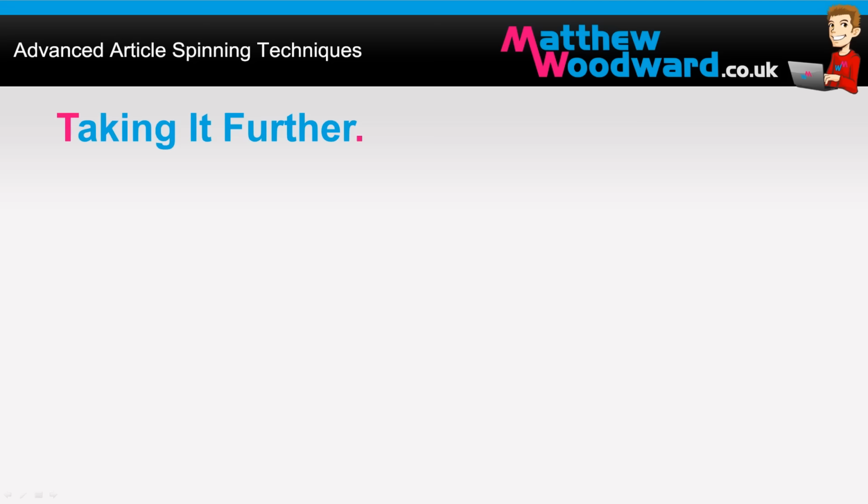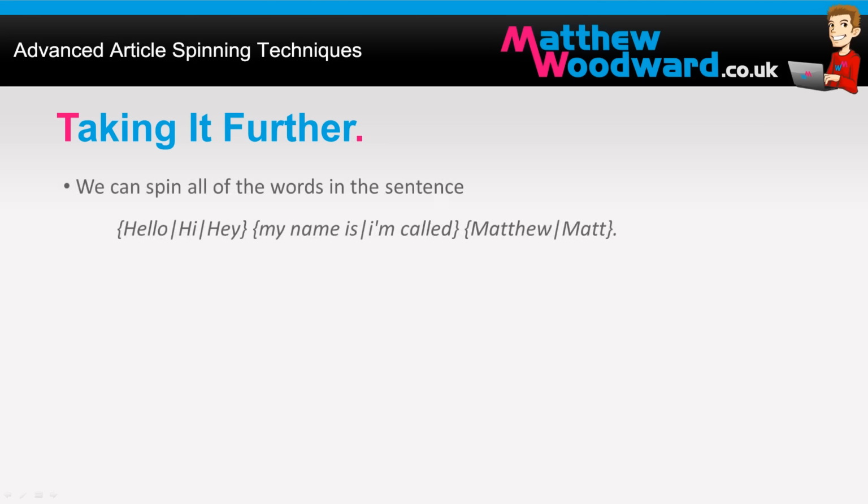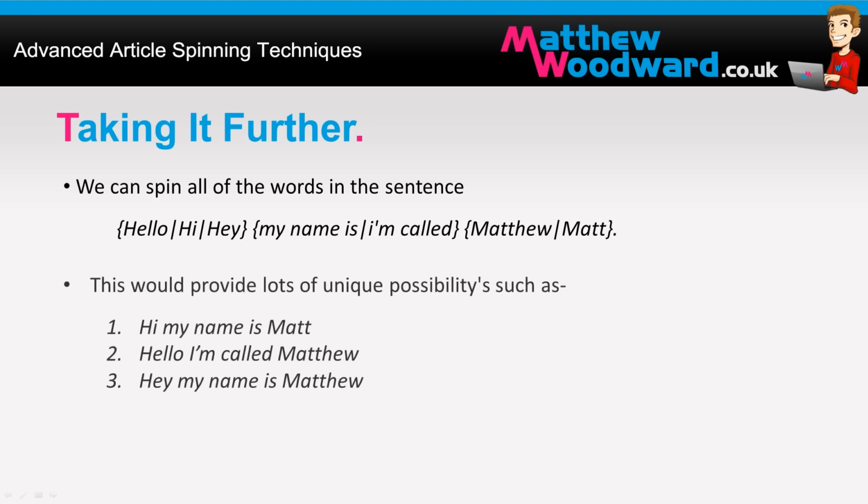We can actually take it a step further by spinning all of the words in the sentence like this. As you can see, we have alternative words for hello, my name is, and Matthew. This produces lots of unique possibilities, such as hi, my name is Matt, hello, I'm called Matthew, hey, my name is Matthew, and so on. You can actually spin pretty much anything in your articles.